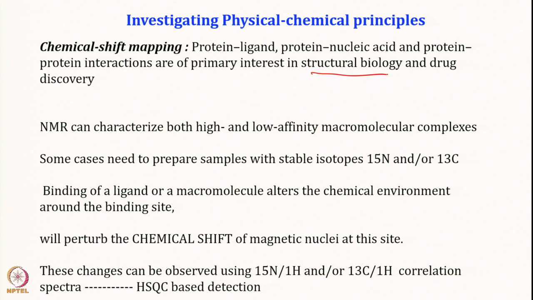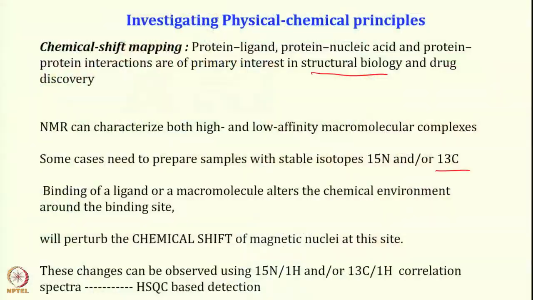In the last week we looked at how we can do that. The only question, if you are looking at the protein, is that we need to label with N15 or C13, right. That is what we need to do, and we can find out the binding of a ligand or macromolecule, which basically alters the chemical environment around the binding site. So, when we are doing the binding of a molecule, we are looking in a residue-specific manner for a labeled protein. If the molecule is interacting, it should alter something. What does it alter? The chemical environment where this ligand is binding.